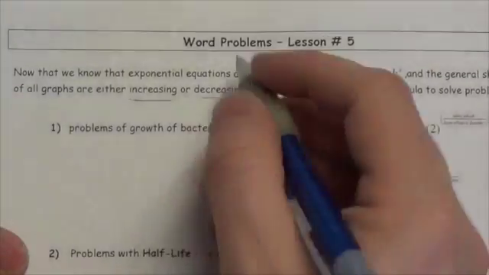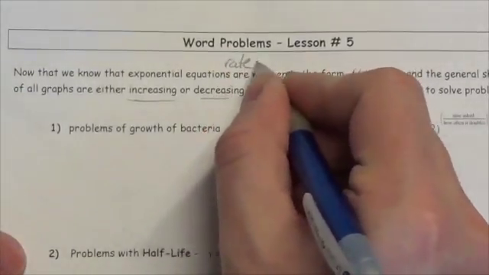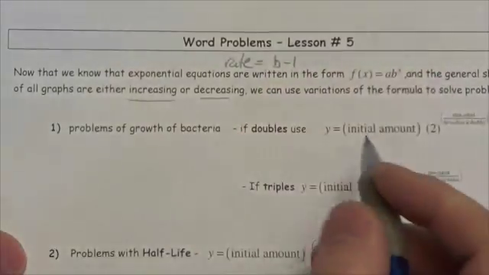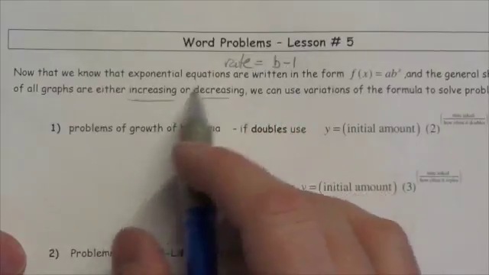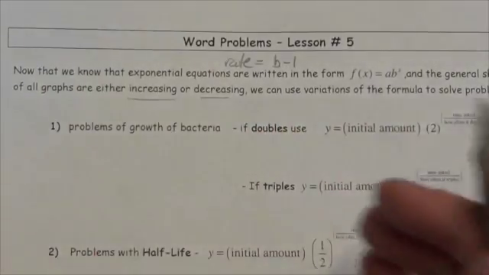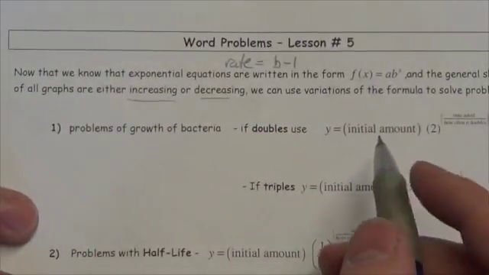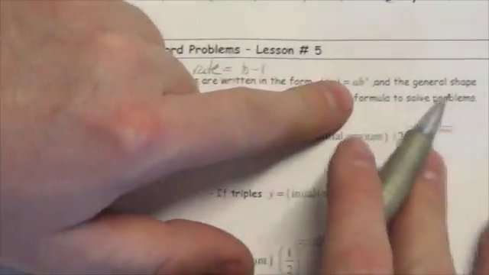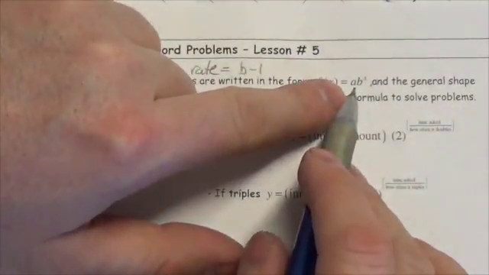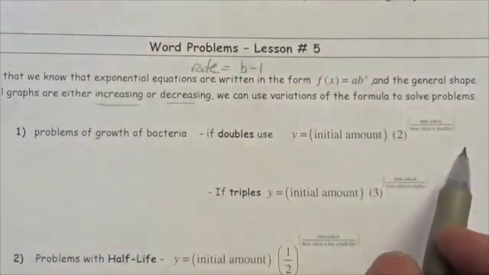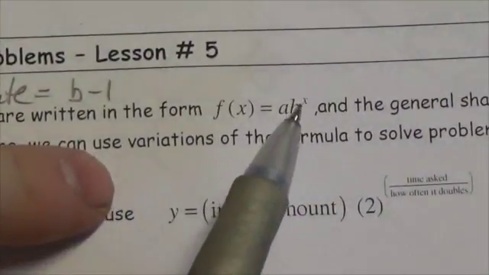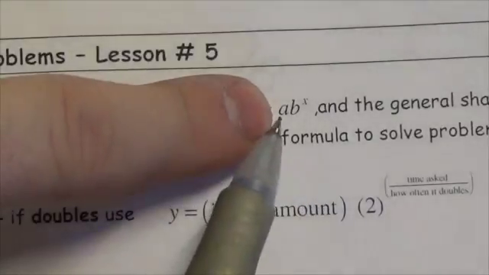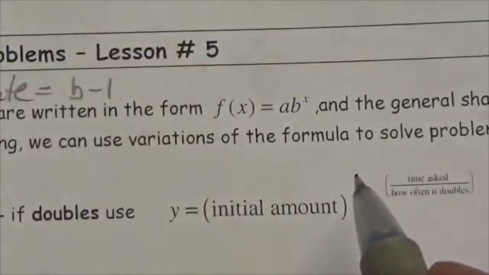Remember that for your rate, we took b and subtracted 1 from it. If you got a negative, it was decreasing. If you got a positive, it was increasing, and it was increasing by that percentage. We know that since a is the y-intercept, if you make x equal to 0, b to the 0 is 1, and so you're left with a. I just want you to think about this in context.